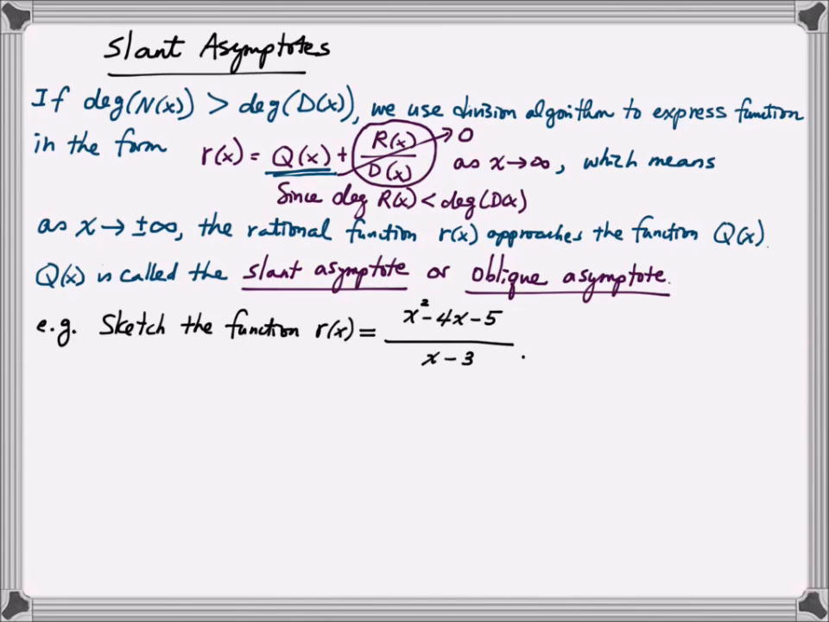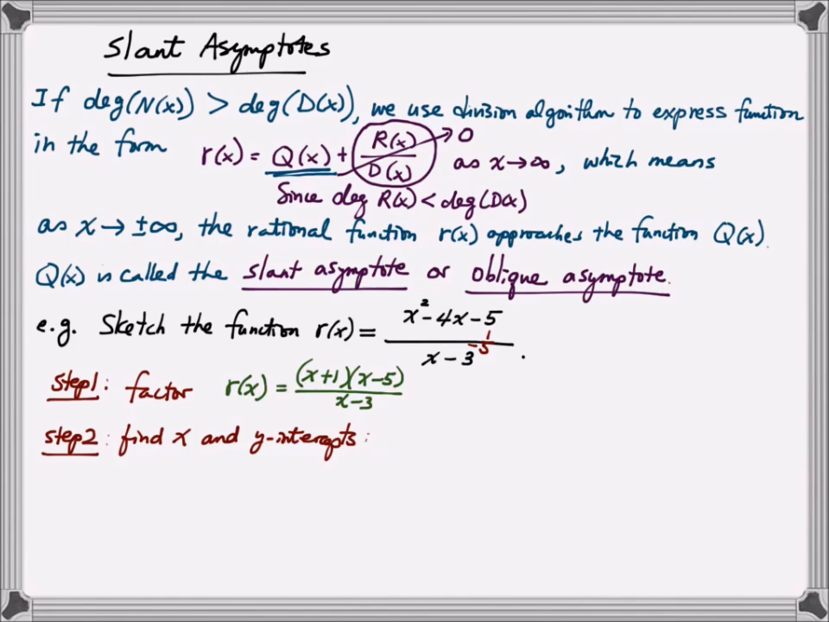In this example, let's sketch the function r of x, whose numerator polynomial is degree 2 and whose denominator polynomial is degree 1. It satisfies the condition that the degree of the numerator is greater than the degree of the denominator. The first step of sketching a rational function is always to factor the numerator and the denominator. In this case, the denominator is already in its most factored form, so we just have to worry about the top. We have factors 1 and -5, which gives us x plus 1 times x minus 5, all divided by x minus 3.